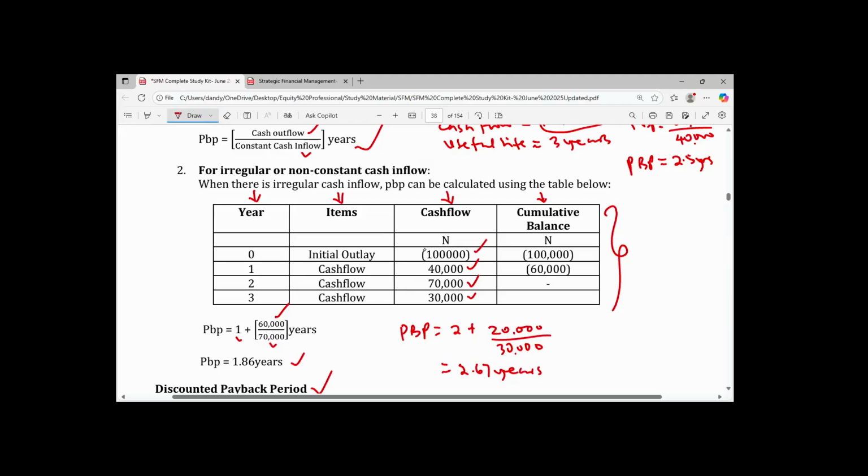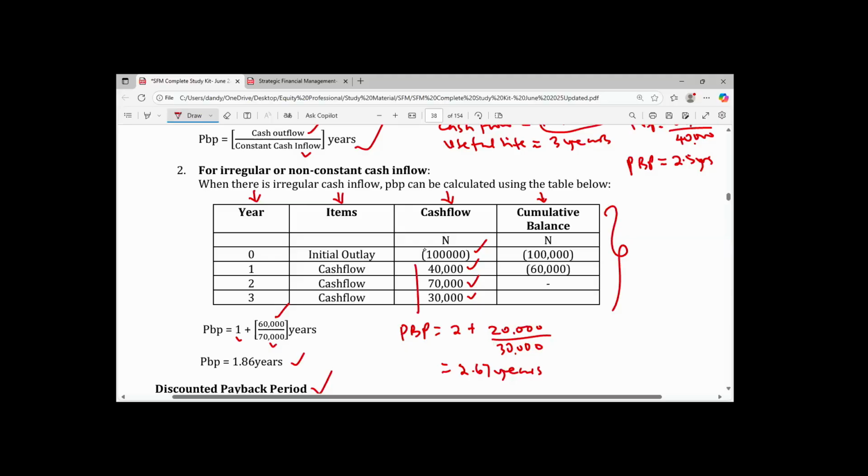So if you want to calculate discounted payback period, instead of using cash inflow to recover the initial investment like you normally do under the payback period, you need to first of all discount all this cash flow. You discount it using the company cost of capital. You discount it to the present value equivalent.